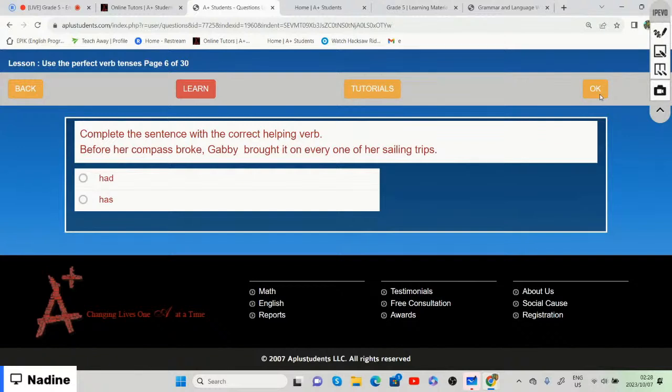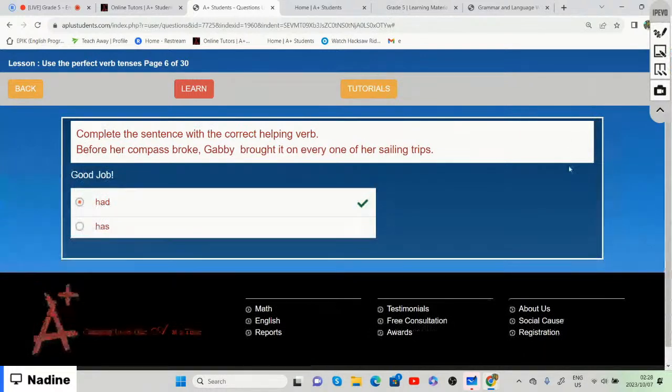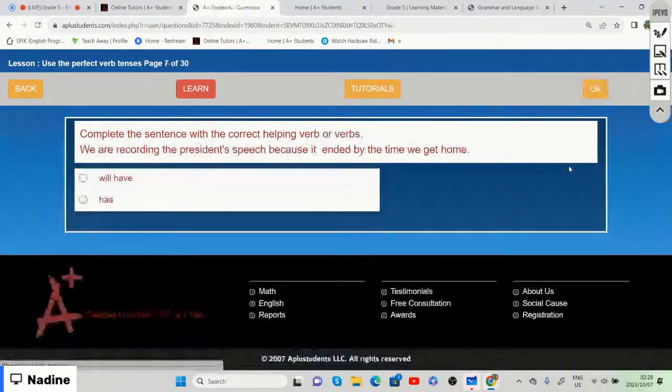All right, and this basically shows the past. If we choose the correct helping verb to complete the sentence, we will say had. So had brought it on every one of her sailing trips. So well done. Great job.